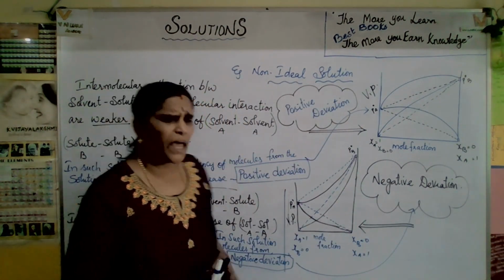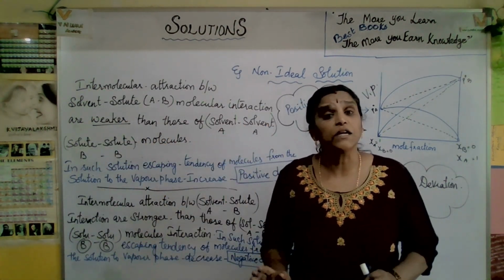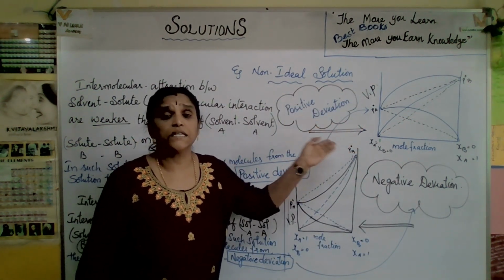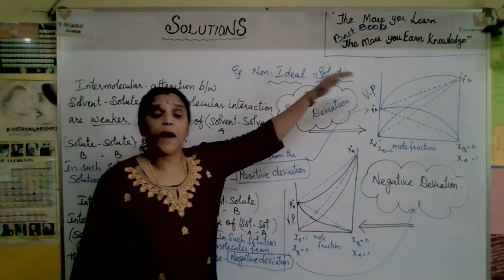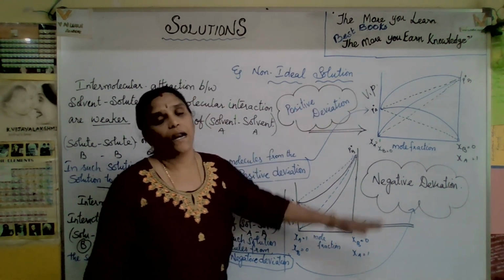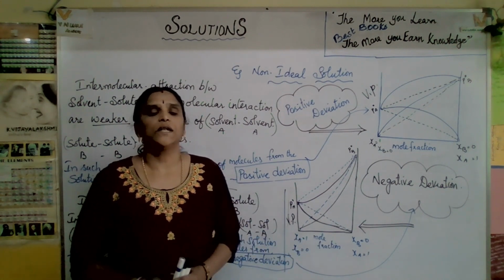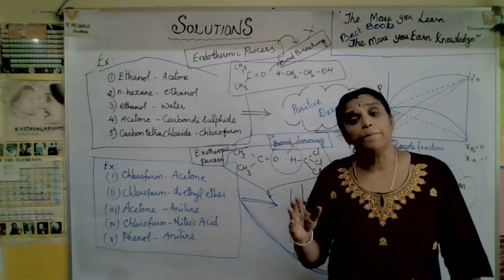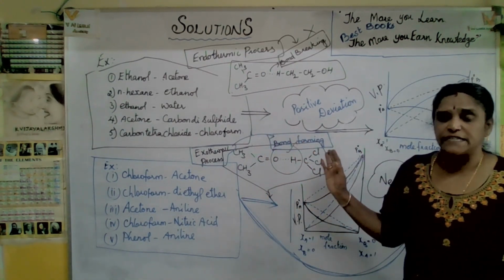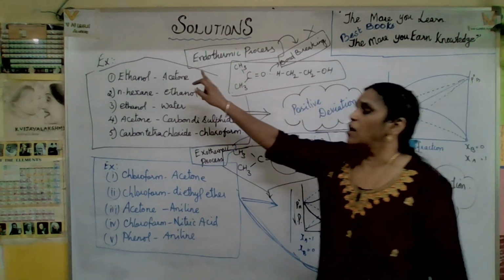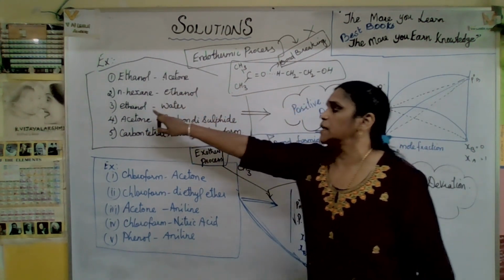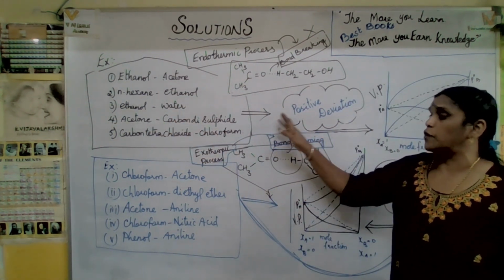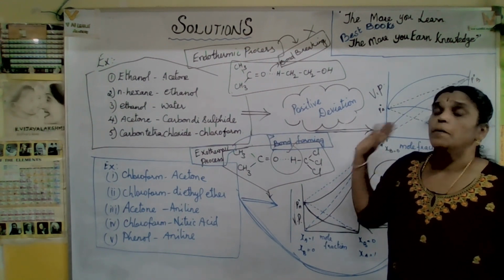So these are the main points about what is positive deviation and what is negative deviation, where it is increasing, where it is decreasing, and where the vapor pressure is higher and where it is lower. You will get a clear idea from this. These examples are very important for upcoming exams. Please note down: ethanol and acetone, N-hexane and ethanol, ethanol and water, acetone and carbon disulfide, carbon tetrachloride and chloroform. These are all examples belonging to positive deviation.